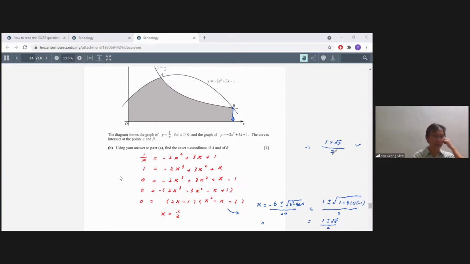Okay, now you can find the area. How do you want to find the area? Never mind. Continue.